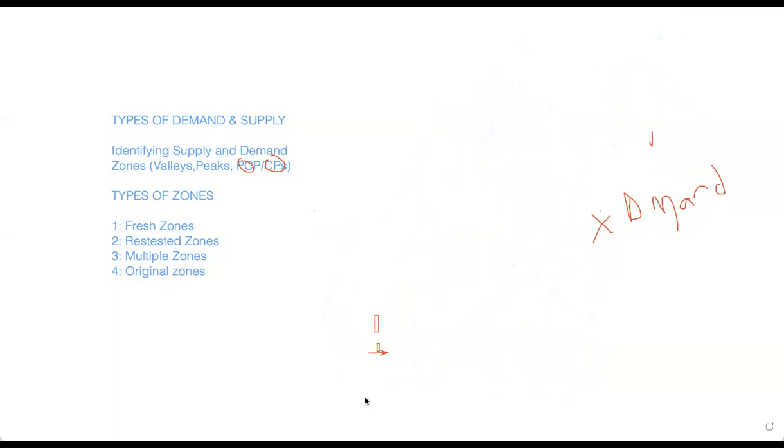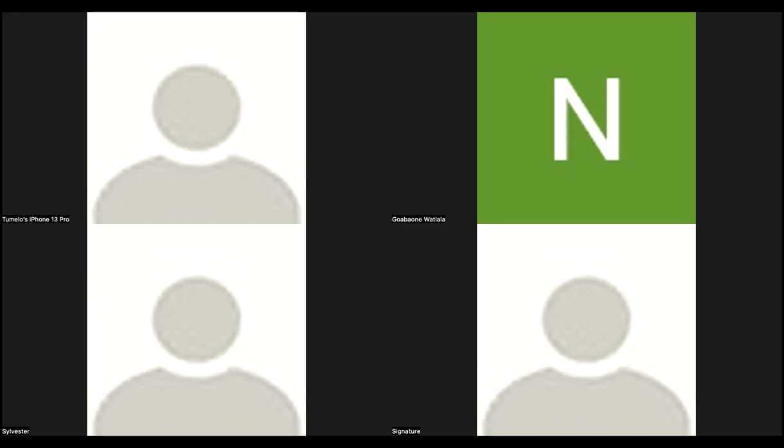So now we're going to look at this in our charts, meaning we're going to identify supply and demand areas, all right? And so I'm going to share my screen with you.